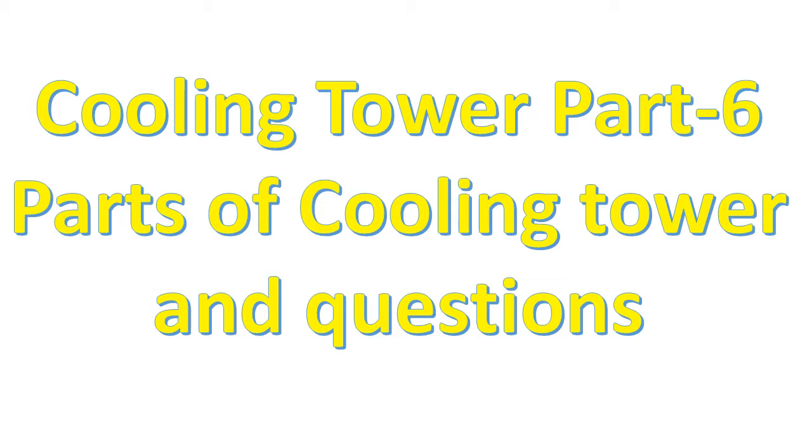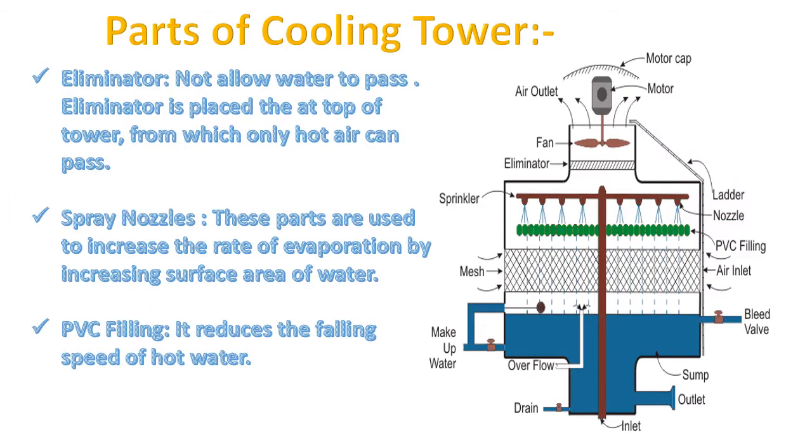So friends, starting with the parts of the cooling tower. Friends, here is the basic diagram that is showing the parts. The important parts are basically the fan, the eliminator, the sprinkler, the mesh, PVC filling, bleed valve. Here is the region from where air inlets. Here is the water sump. Here is the overflow line. Here is the makeup water line.